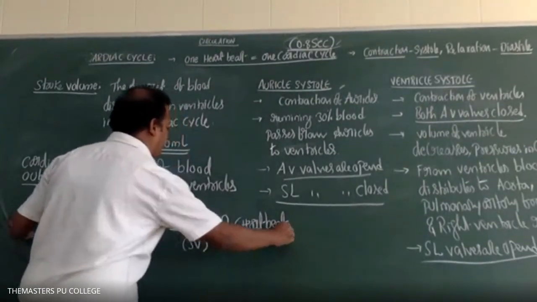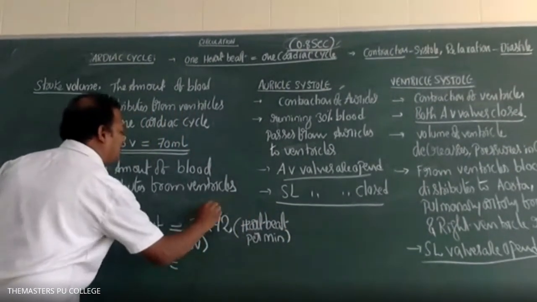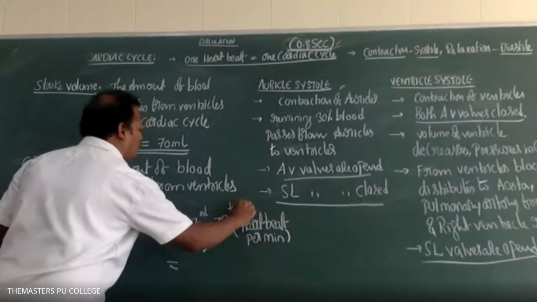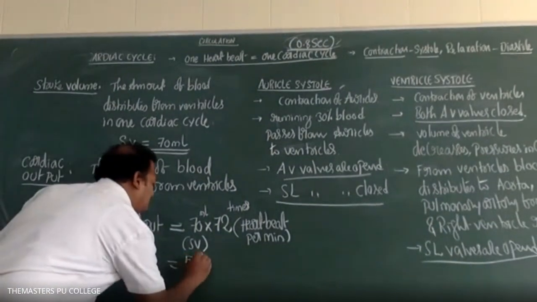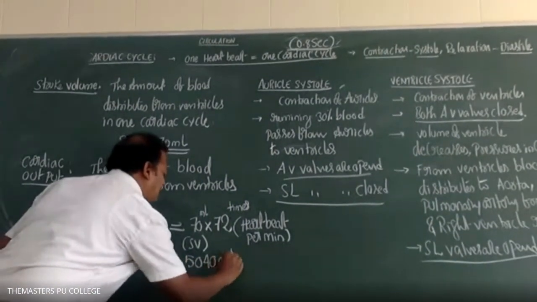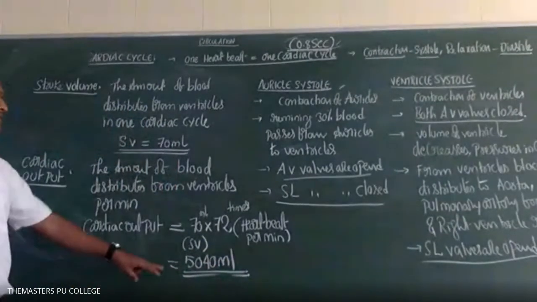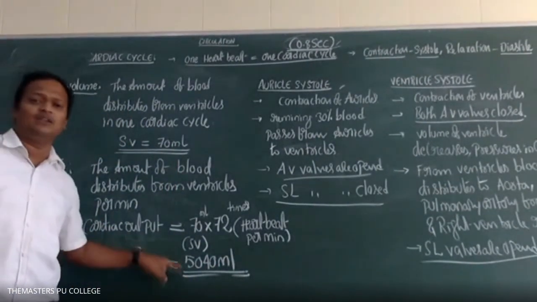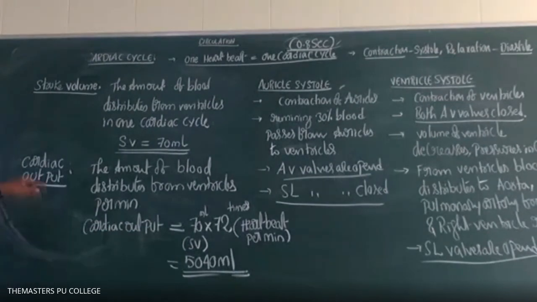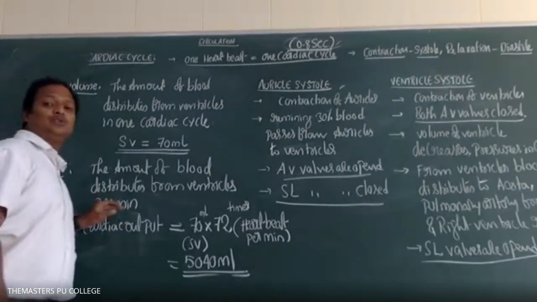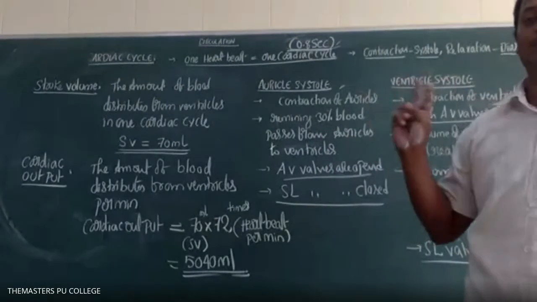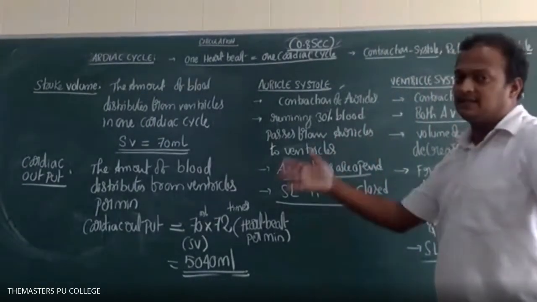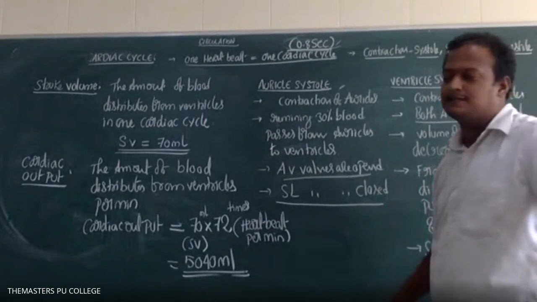Per minute, right? 70 ml into 72 times. How much, students? 5040 ml. So this value means approximately 5 liters of blood is distributed from the ventricles in a duration of 1 minute. That is called cardiac output. Both are most important. You need to remember. Based on this, some objective questions we will also discuss.